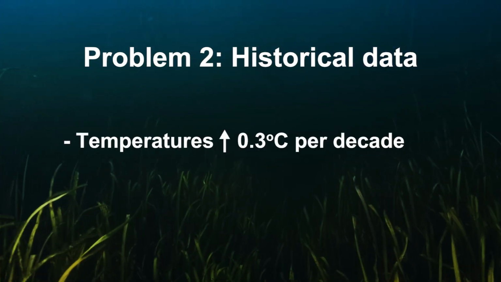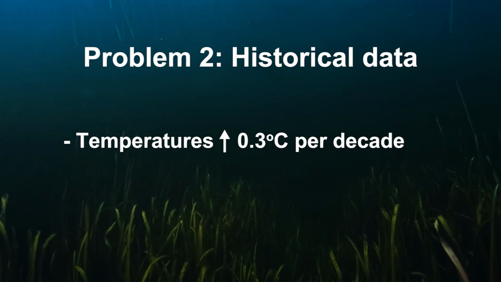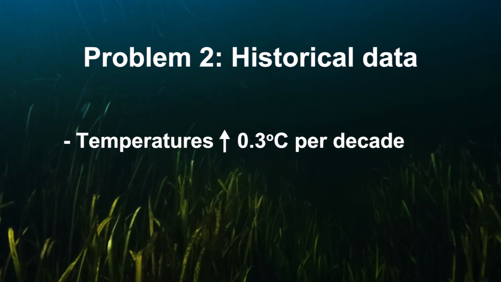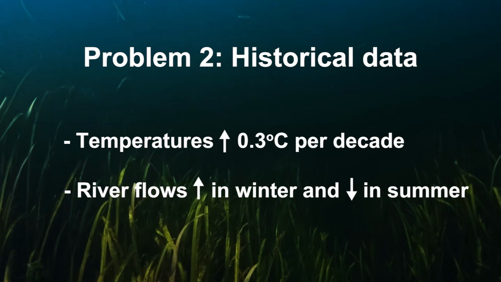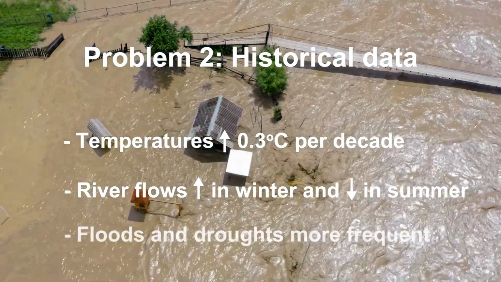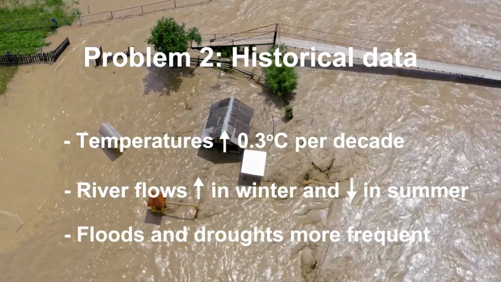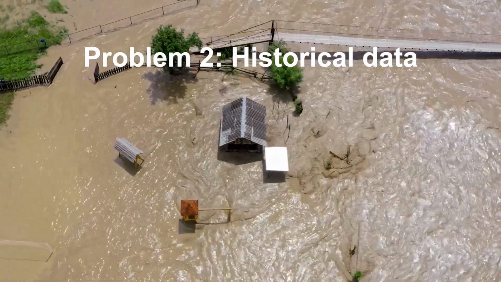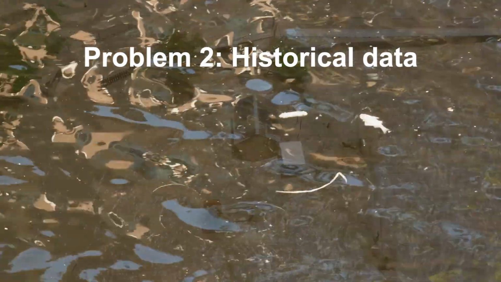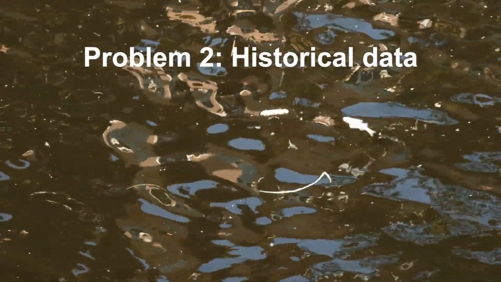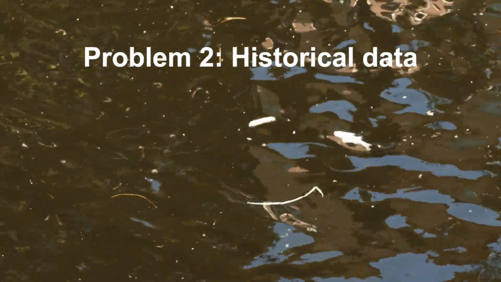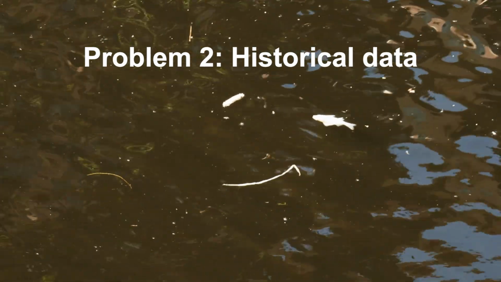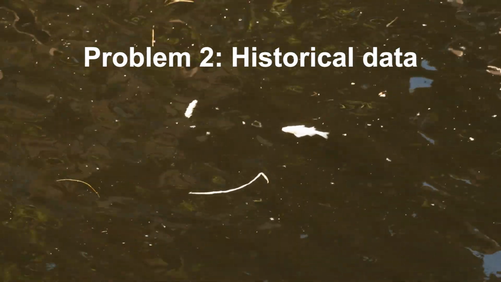For example, average water temperatures have increased by an estimated 0.3 degrees per decade, river flows in most places have increased in winter and decreased in summer, and extreme floods and droughts have become more frequent. Temperature and flow are 2 of the most important factors influencing the presence and abundance of freshwater species, so these environmental changes have altered the biodiversity of our rivers. A good river today is therefore unlikely to have the same species as a similar good river in the past.